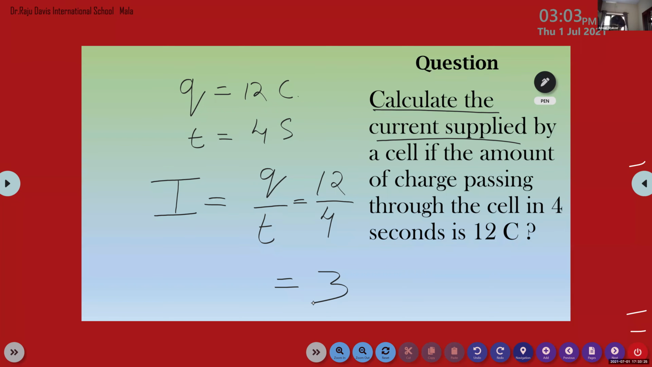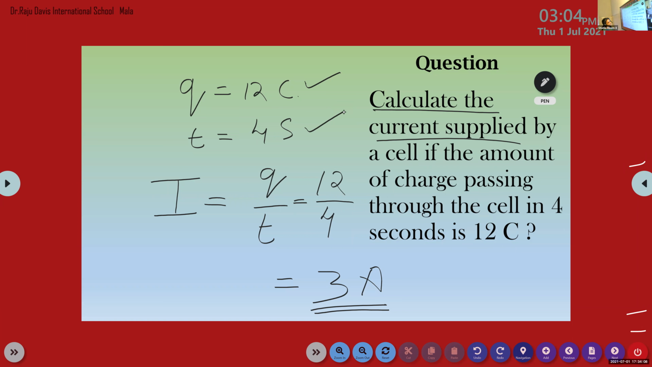Unit of current. What is the SI unit of current? Ampere. Very good. We can represent it by capital letter A. 3 ampere. So here the charge provided is 12 coulomb, time 4 seconds. We just substitute in our equation. I is equal to Q by T, that is equal to 12 by 4, equal to 3 ampere.